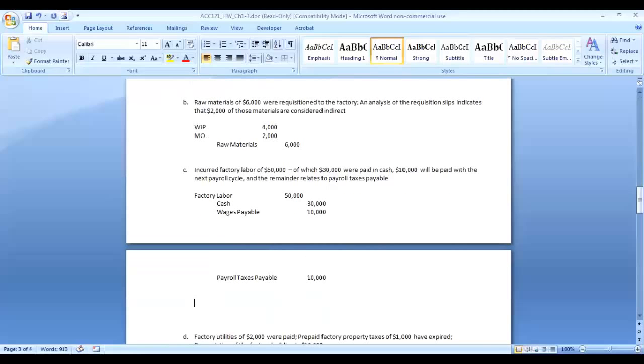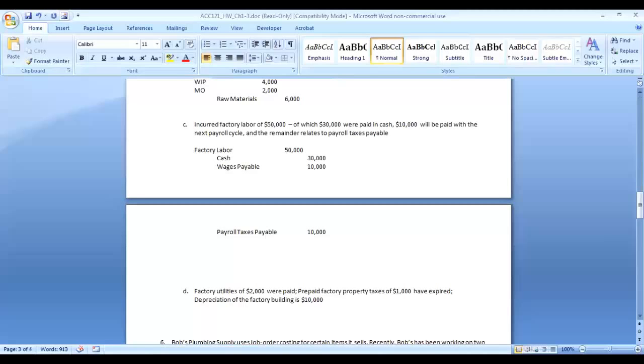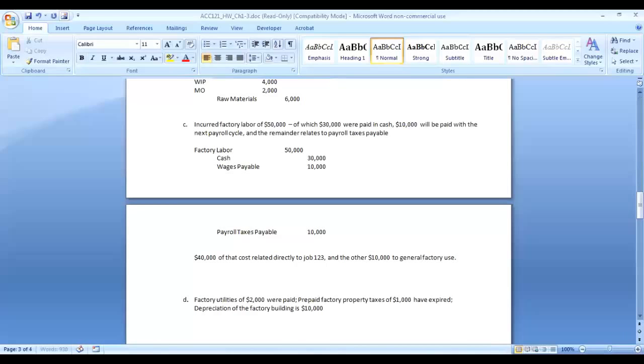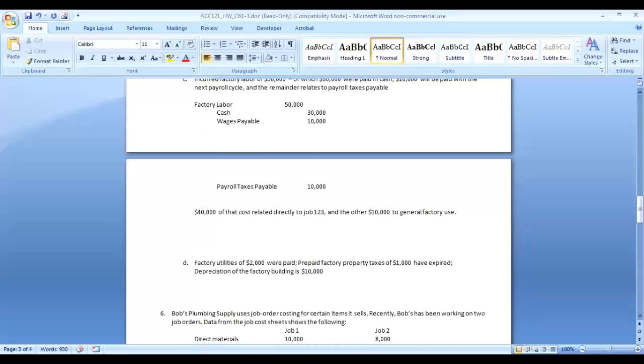Now, what if I said all labor costs were incurred to work on job, no, hang on a second, sorry. 40,000 of that cost related directly to job 123, and the other 10,000 to general factory use. What would I book to assign these labor costs accordingly?